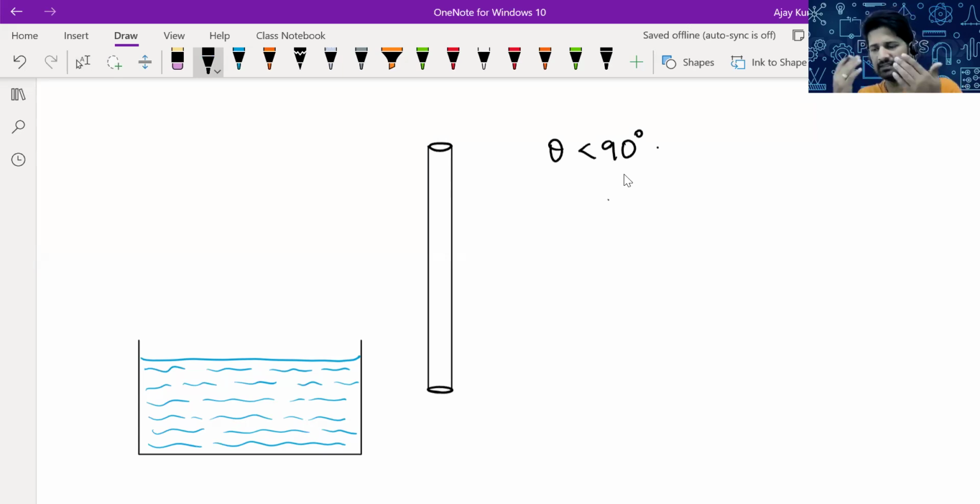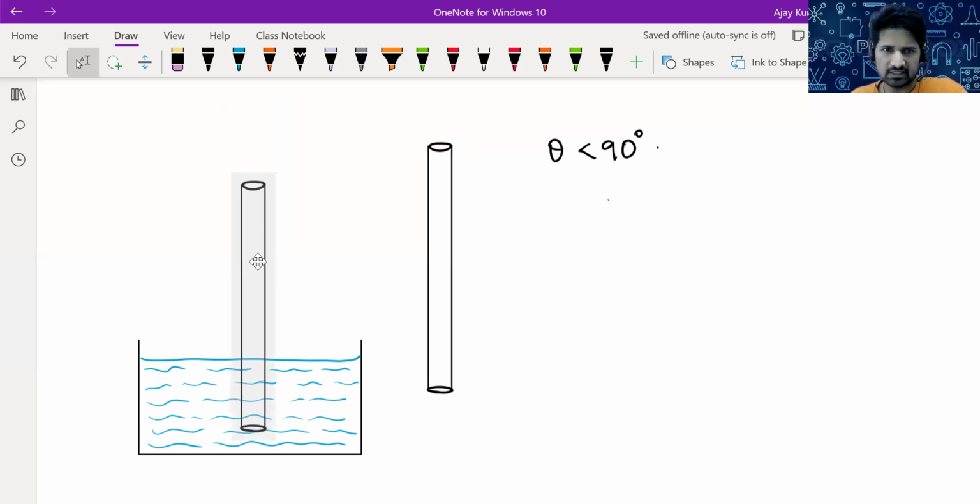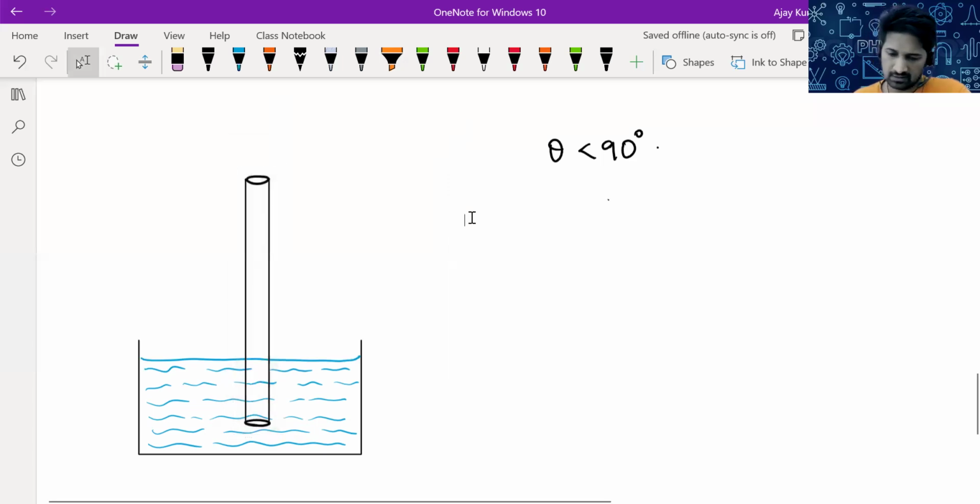For water and glass, there is one contact angle. For mercury and glass, there is one contact angle. For water and plastic, there will be some contact angle. Contact angle depends on the liquid and the material with which the solid is made. So suppose this tube is immersed. The tube is open at both ends. Let's say we immerse it partially into this liquid. Now, some part of the liquid will be inside the tube. The tube has a circular cross section.